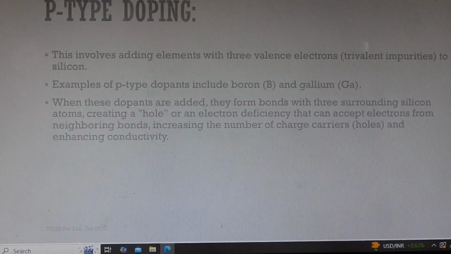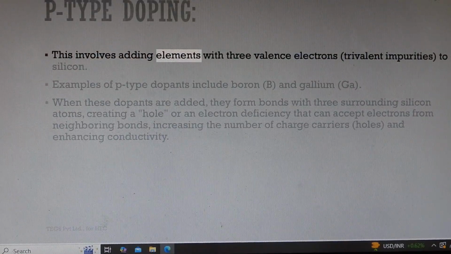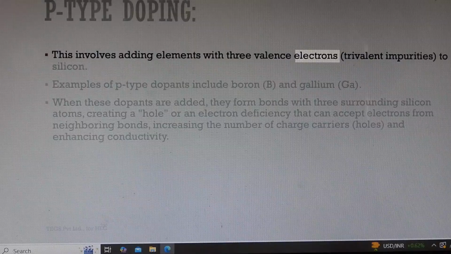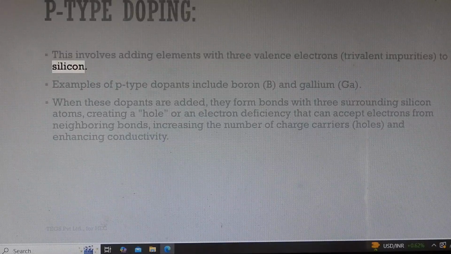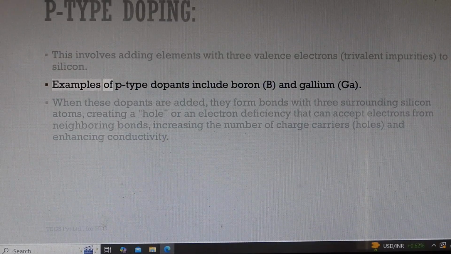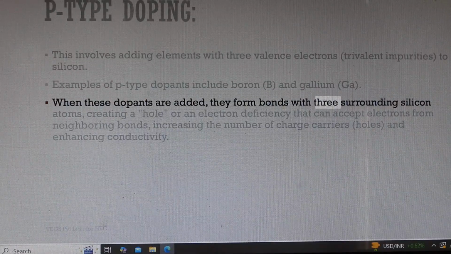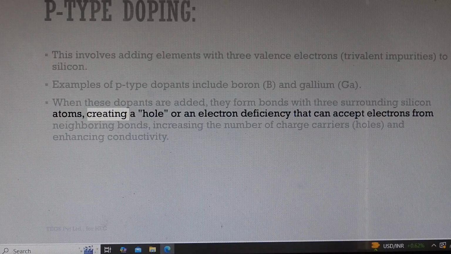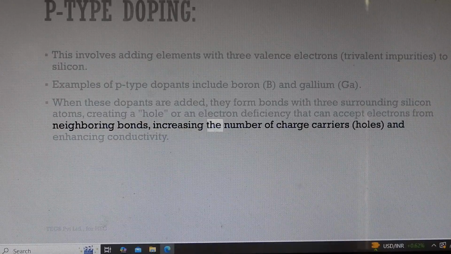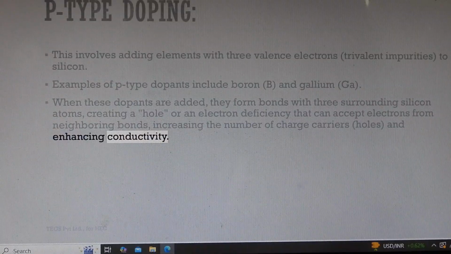P-type doping. This involves adding elements with 3 valence electrons, trivalent impurities, to silicon. Examples of P-type dopants include boron (B) and gallium (Ga). When these dopants are added, they form bonds with 3 surrounding silicon atoms, creating a hole, or an electron deficiency, that can accept electrons from neighboring bonds, increasing the number of charge carriers, holes, and enhancing conductivity.